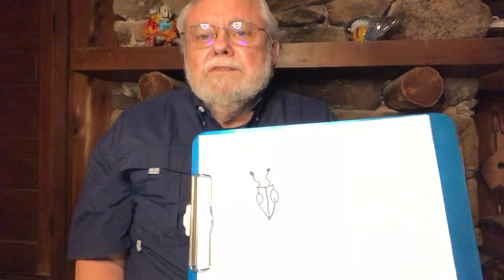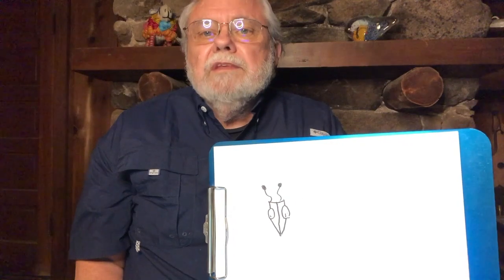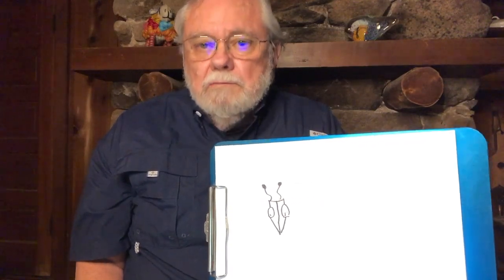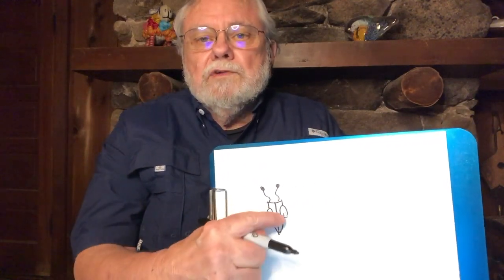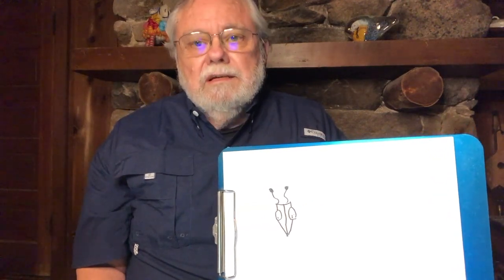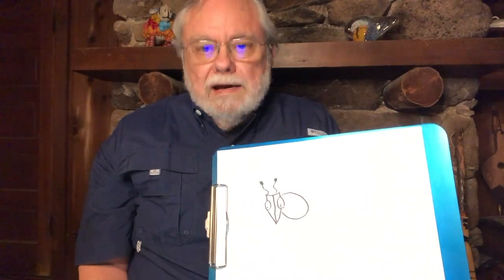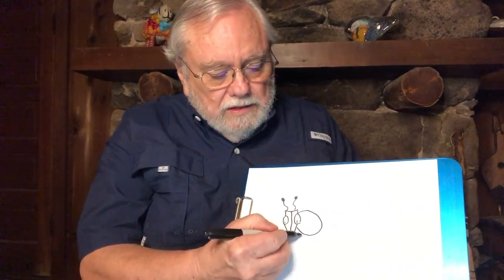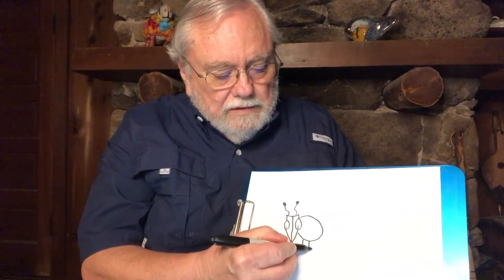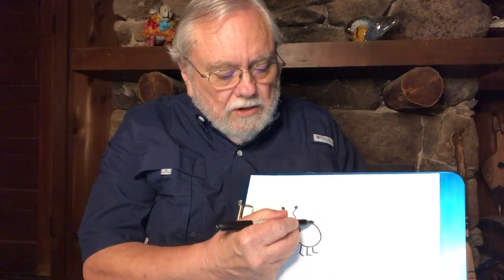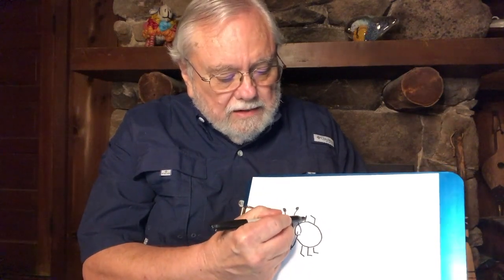Now, one of the things that defines an insect is that insects have three body parts. And the first body part here is the head, and that's for smelling and tasting and looking. The next body part is called the thorax. And the thorax of an insect is for its legs, and if it has wings, the wings also attach to the thorax.